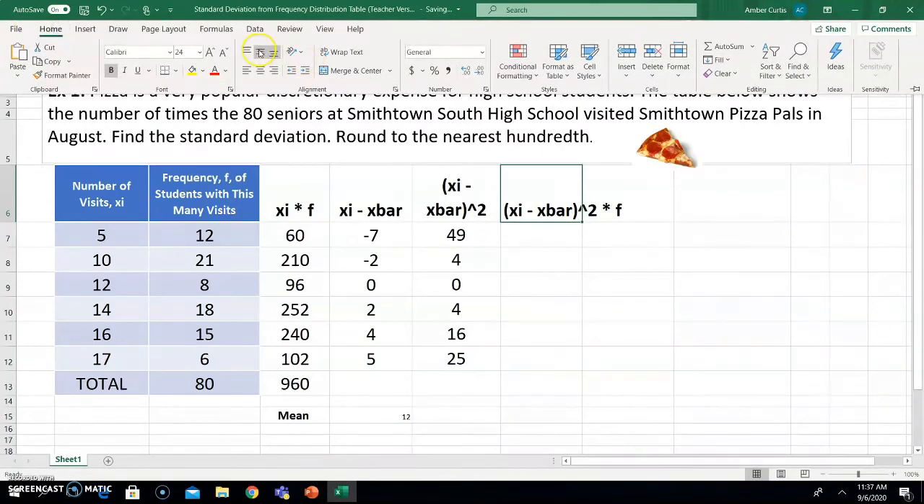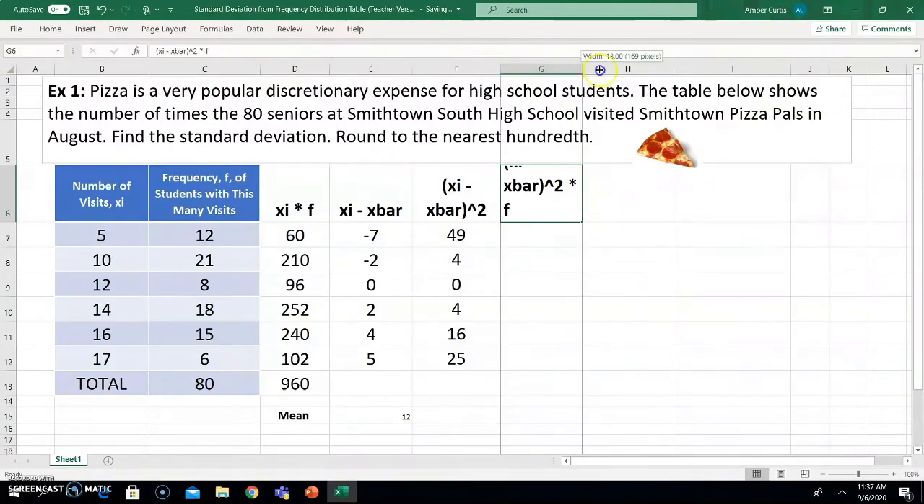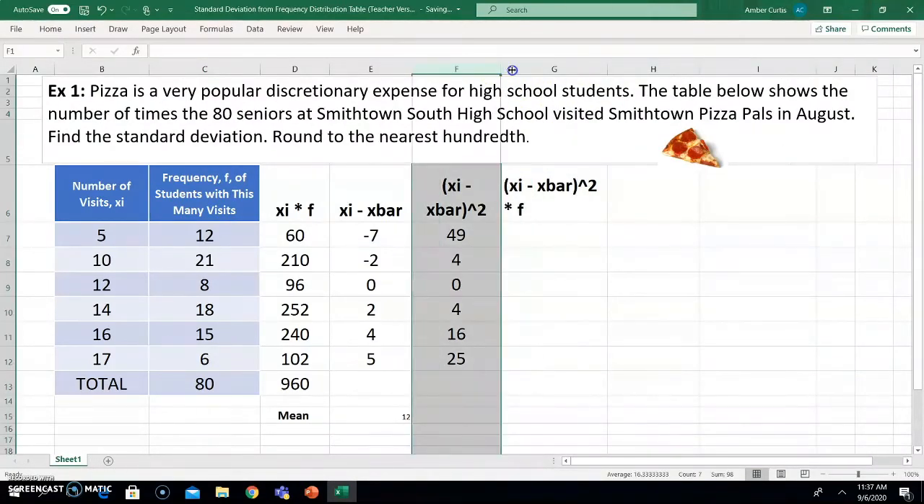And I'm just going to do quick formatting here to make sure everything looks similar. Just make that a little wider.